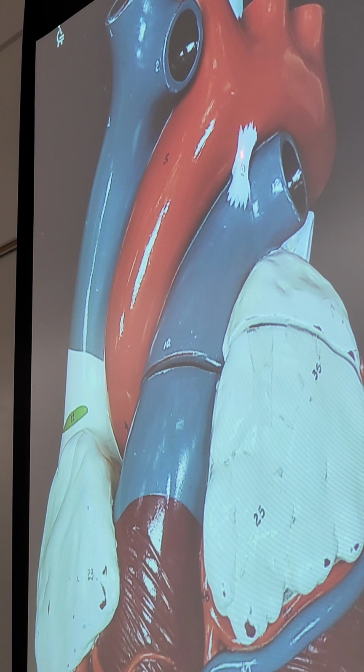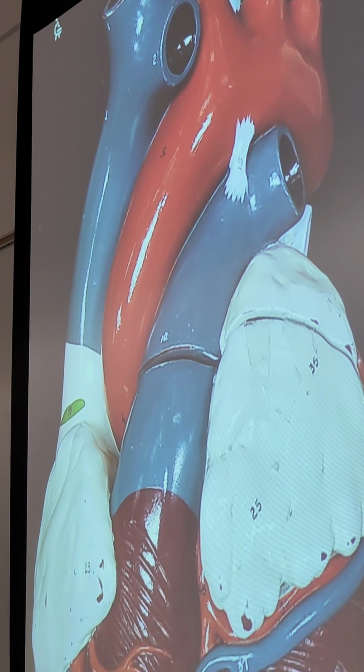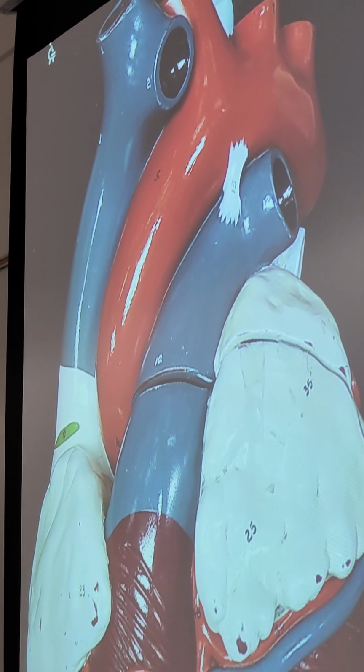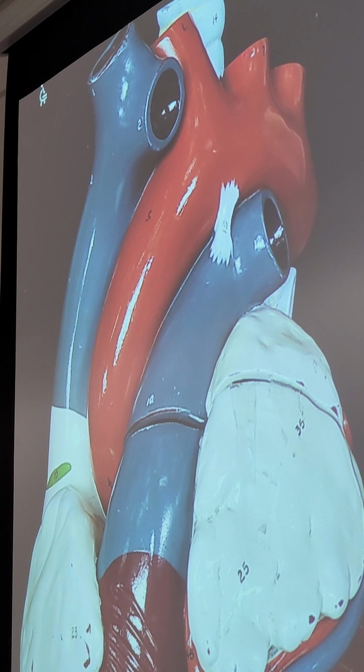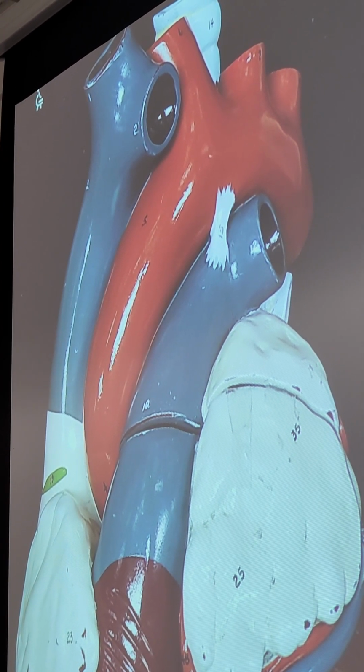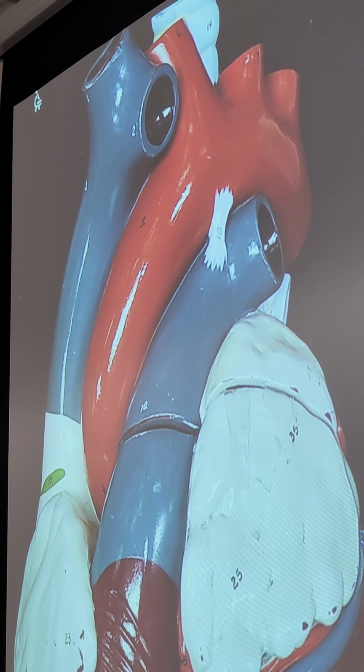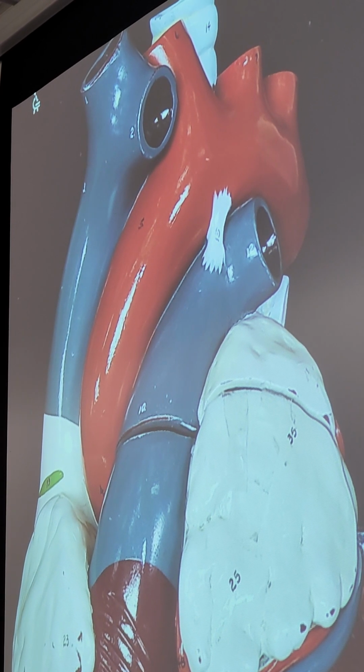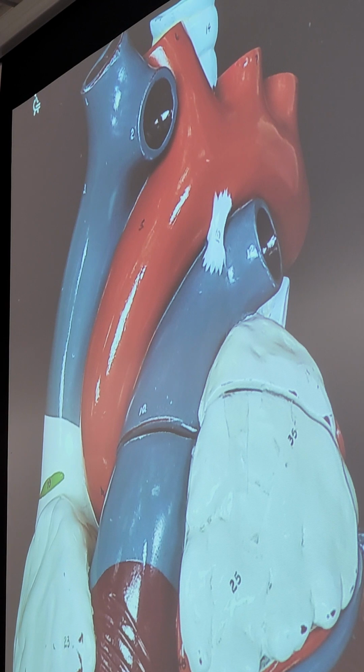Do you see what's connecting them? The white thing, that's called the ligamentum arteriosum. It represents ductus arteriosus in the fetal circulation. So you will see all hearts having ligamentum arteriosum in the models, and it is listed in your lab manual.